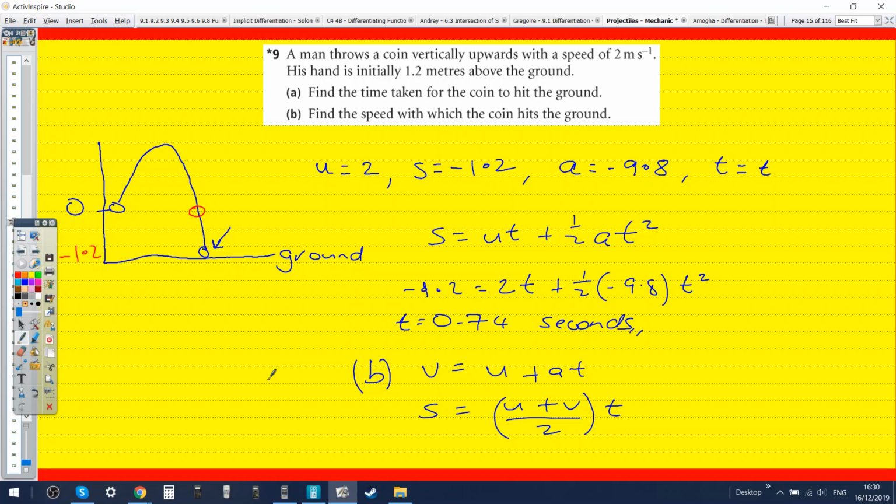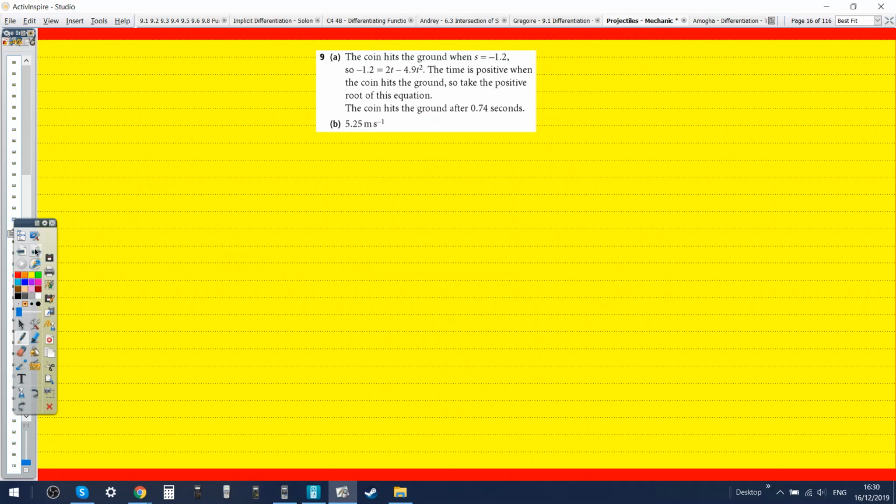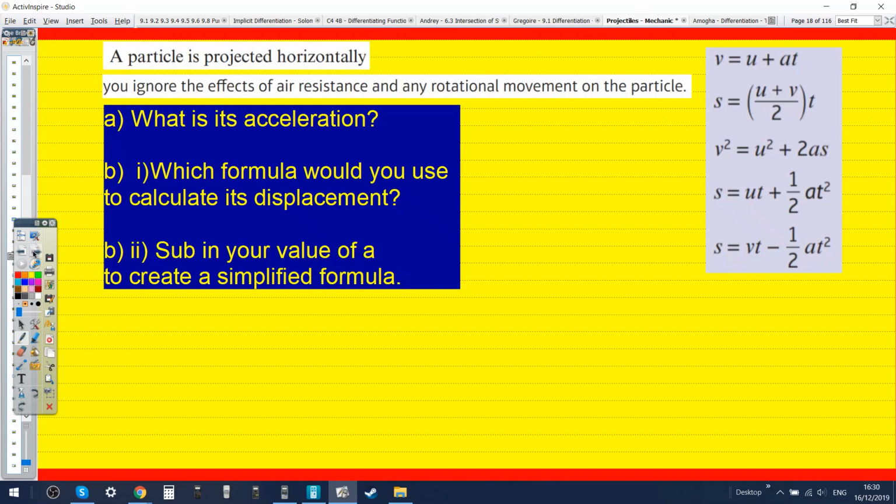Any questions there? No. Okay, so the important bit that made this much easier is that s is minus 1.2, so we didn't have to break it up into parts, and so sketching the little diagram helps. Okay, let's try this one.